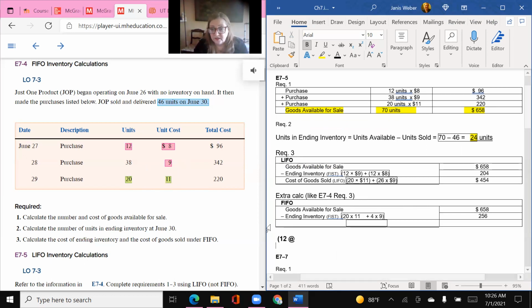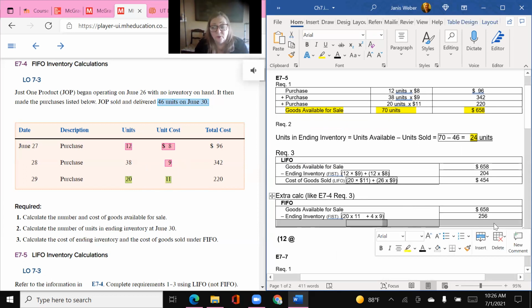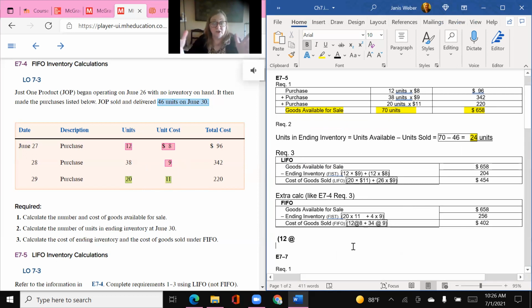So now the cost of goods sold, again, is just whatever's left. If you take the goods available minus the ending inventory, because here's what we had available, $658 worth of goods. If our ending inventory still sitting here is $256, that means the part we sold was all the rest, $402 worth under the FIFO method, okay? All right, let's see.